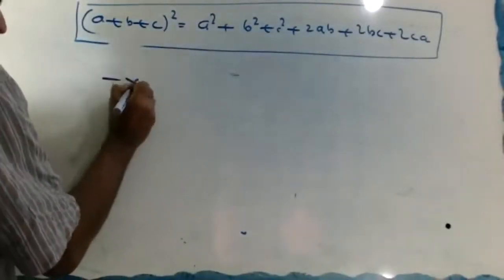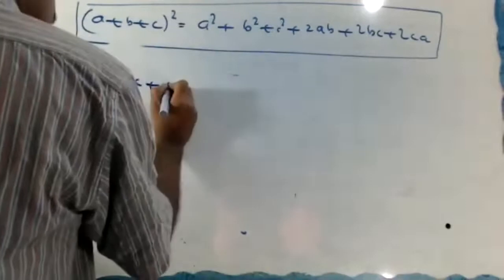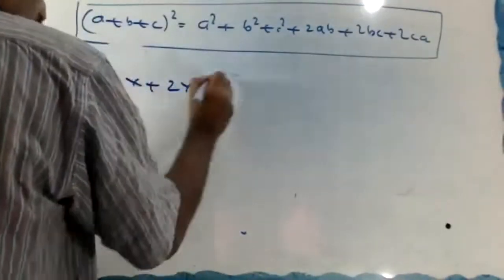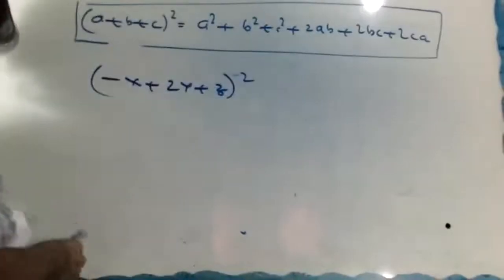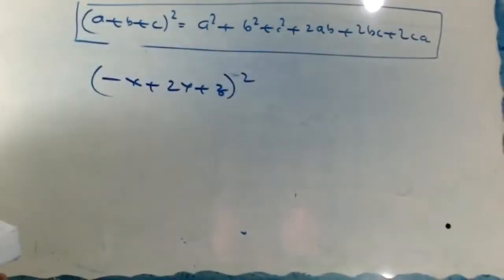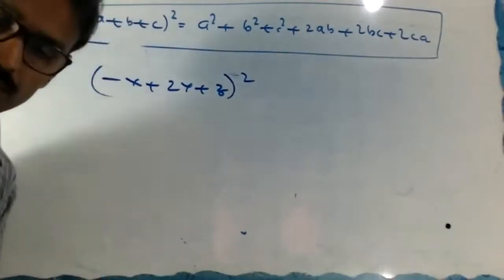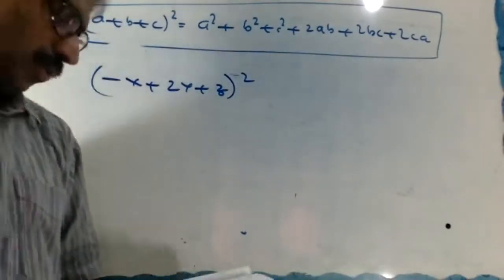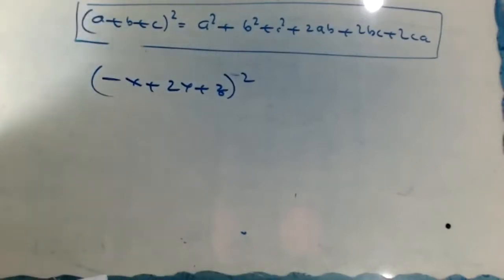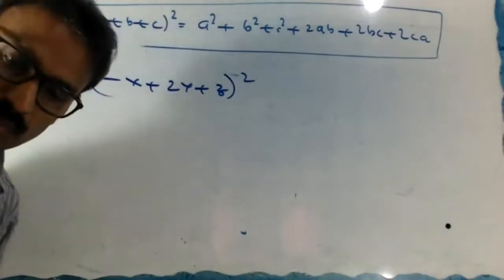Minus x plus 2y plus z whole square. Minus x plus 2y plus z whole square. Okay, you try now. Minus x plus 2y plus z whole square. Okay, try now.